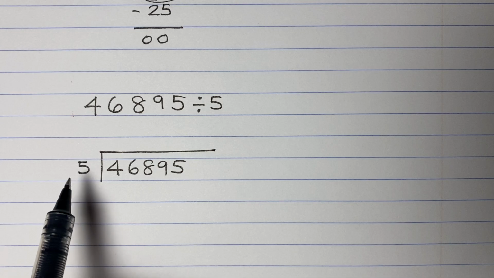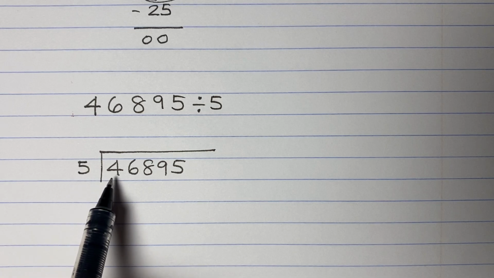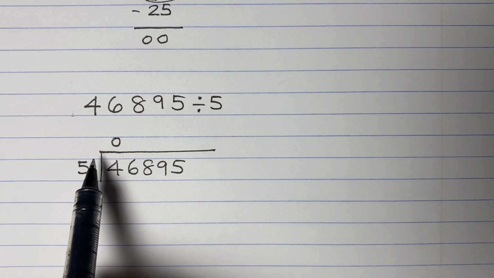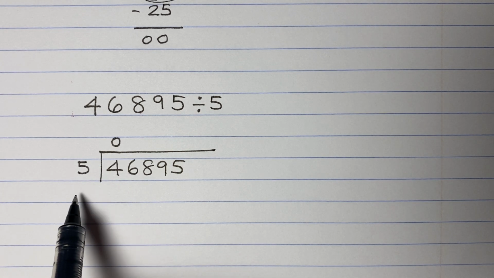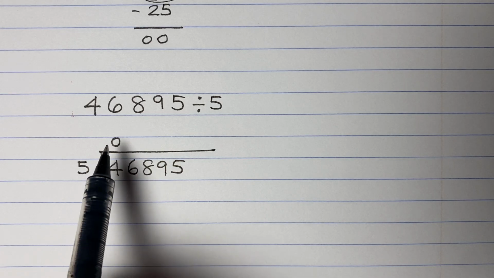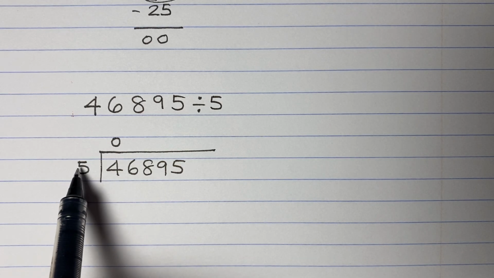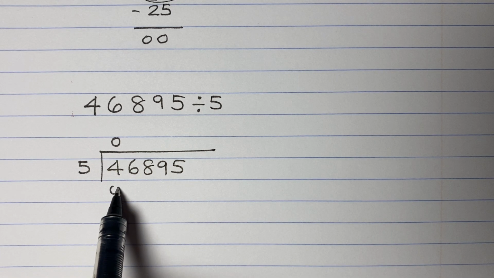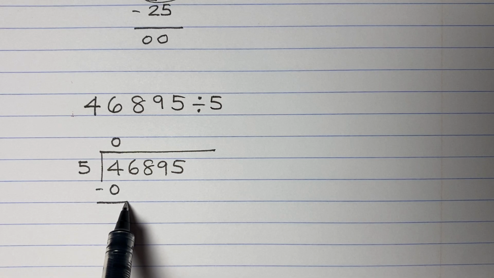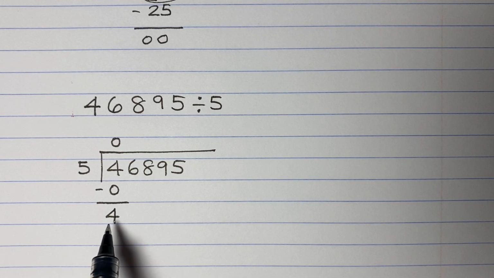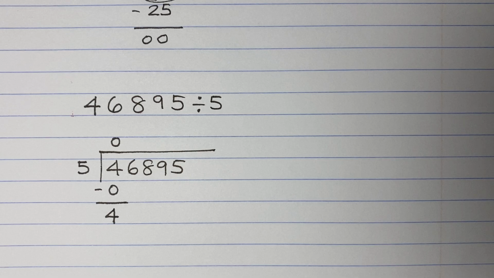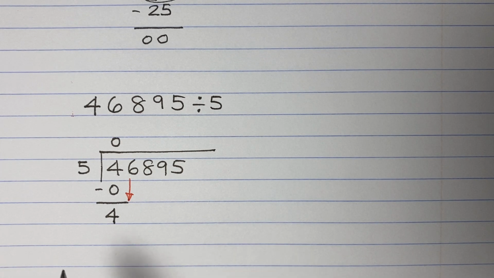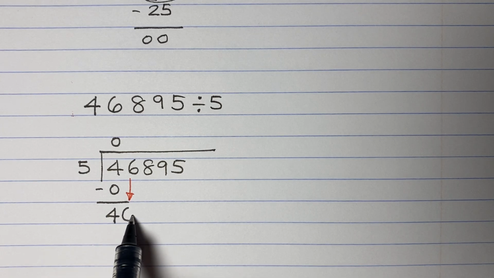So, starting with 5 going into 4. It doesn't. So, you put 0. Once you put a number here, you multiply, you write down, and you take away. 0 times 5, 0. Remove, it is 4. Then I have to bring the next digit down, which is the 6. So my number is now 46.